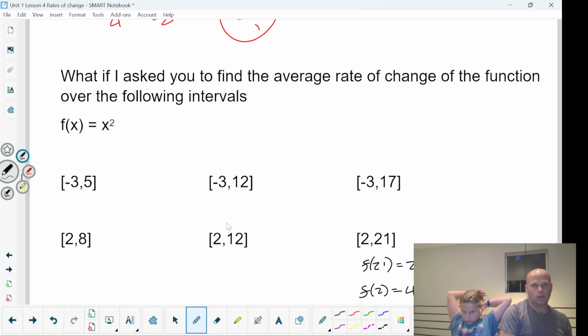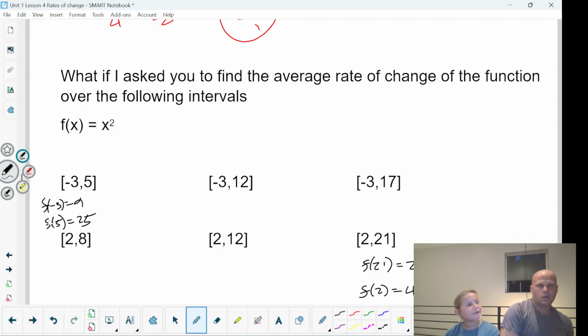This one's going to be annoying. This one's fine. f of negative 3 is 9 and f of 5 is 25. From 9 to 25, what's the change? 9 to 25. Yeah. 25 minus 9 is 16. Cool. And then what about negative 3 to 5?